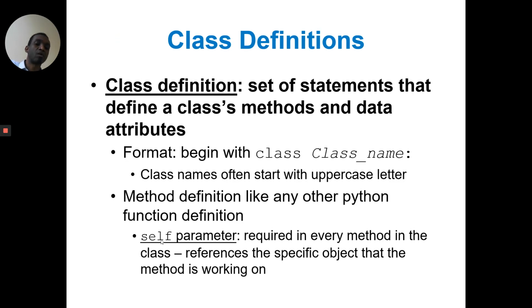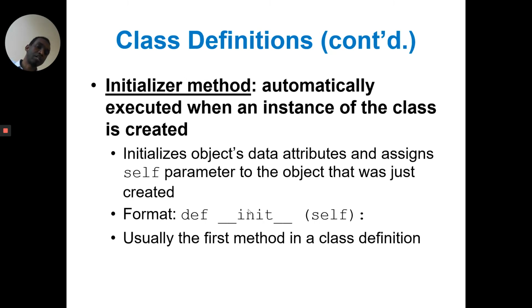Again, with the self, you can call it self or you can call it whatever else you want, okay? But it's required. The initializer method is automatically executed when an instance of the class is created. It initializes the object's data attributes and assigns the self parameter to the object that was just created. So the format will be def, then two underscores, then init, and then self. It's usually the first method in a class definition.